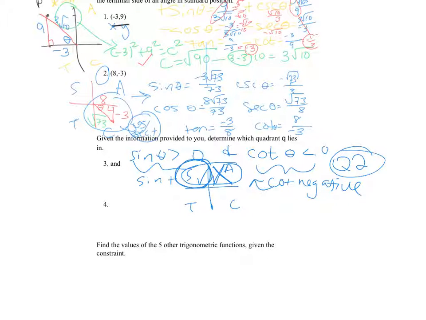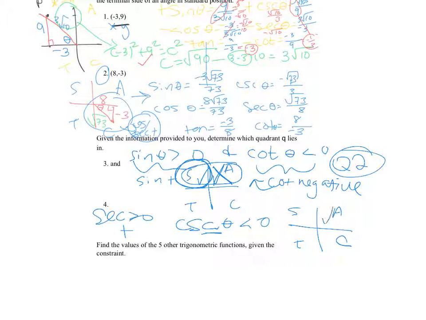Okay, so number 4, it said secant is positive and cosecant is negative. So all students take calc. If secant is the reciprocal of cosine and we need it to be positive, then secant is positive here and here. So we've narrowed it down to these two quadrants. If cosecant is the reciprocal of sine and we want it to be negative, it can't be first quadrant, so our answer has to be in quadrant 4.